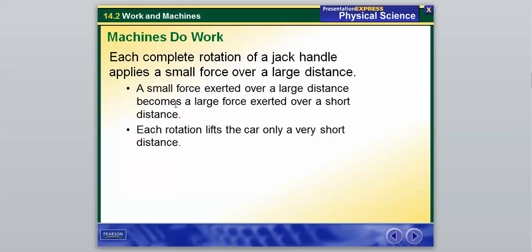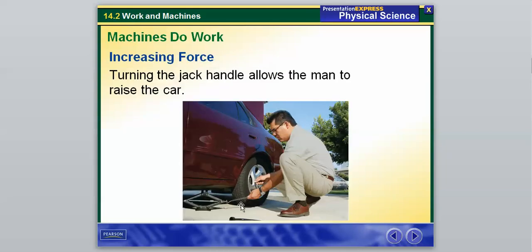A small force exerted over a large distance can become a large force exerted over a short distance, and each rotation lifts the car only a very short distance. So he is exerting the force right here, and that is just acting on the very short distance right here to try to raise this car up.